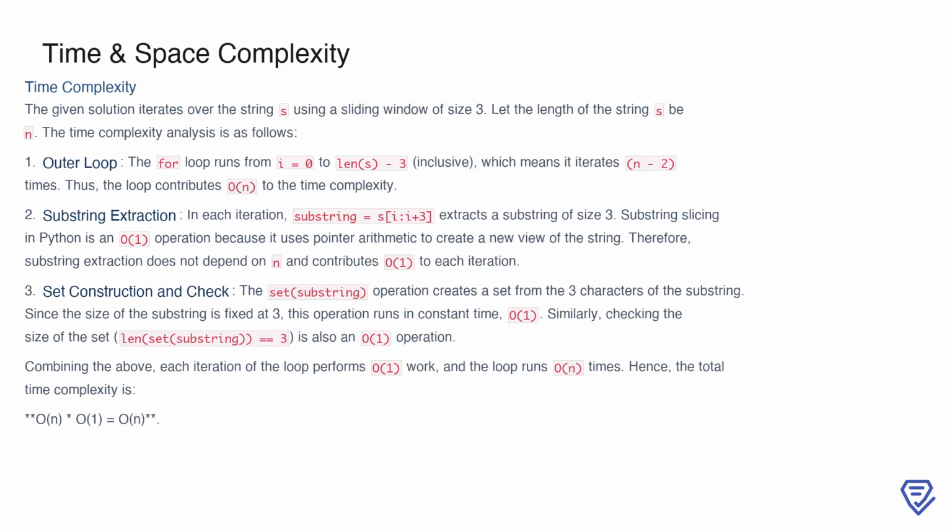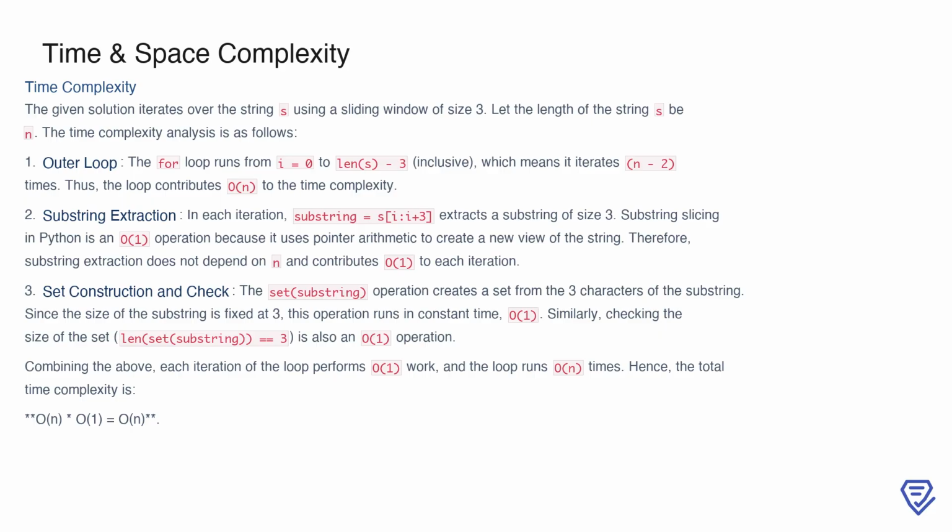To analyze the time complexity of our solution, let's consider the sliding window approach used to iterate over the string S. The main for loop runs from the start of the string up to the point where the last window of size 3 can be formed. For a string of length n, this means the loop executes n-2 times, which contributes O(n) to the time complexity. Within each iteration, we extract a substring of size 3 using slicing. Python's slicing operation is optimized to run in constant time, O(1), as it simply creates a new view of the string without copying the data.